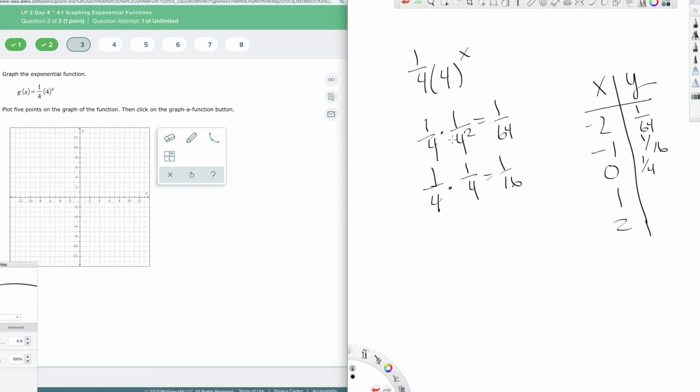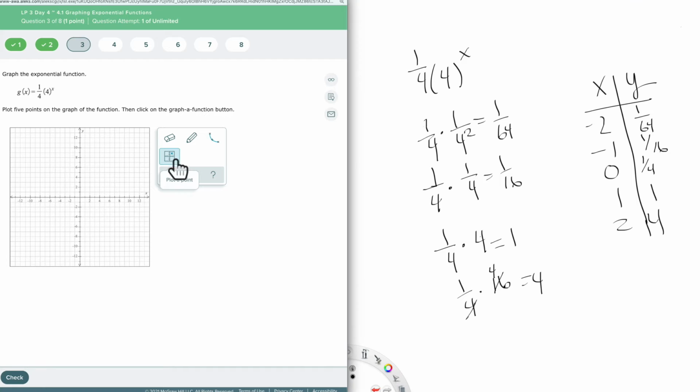And now I have 1/4 times 4. It would be to the first power, but that's just 4. So this actually ends up being 4 divided by 4. So this ends up being 1. And then 1/4 times 16, because it's 4 squared when I put the 2 in. So I'm going to divide and end up with 4 left over, so I'll end up with 4 here.